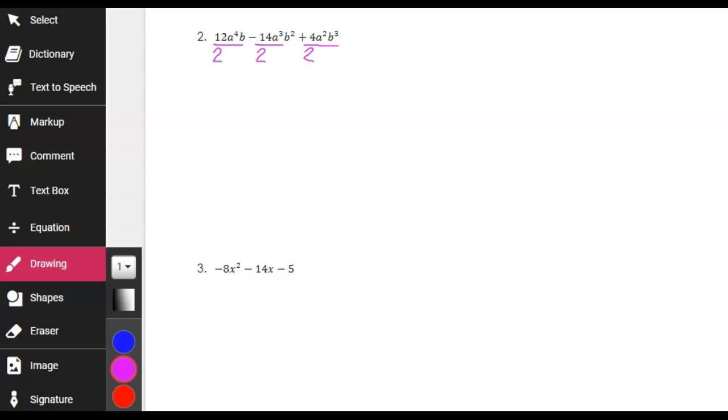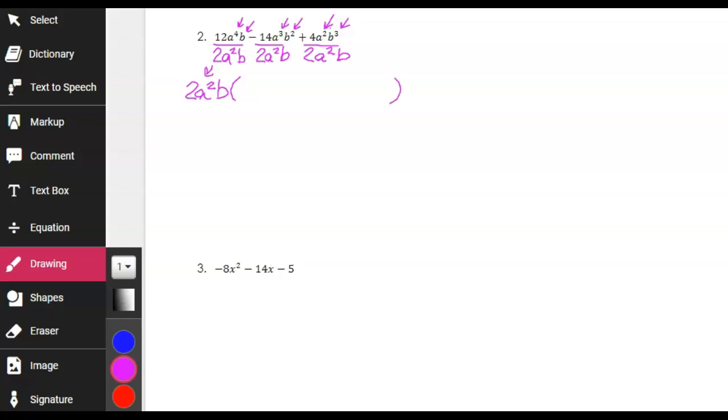Look at the variables. I've got a's and b's. Here this has 4 a's, 3 a's, 2 a's. So they all have at least a squared that they could give up. This has 1b, 2b's, 3b's. So there is at least 1b that they can all give up. So 2a squared b is my GCF.